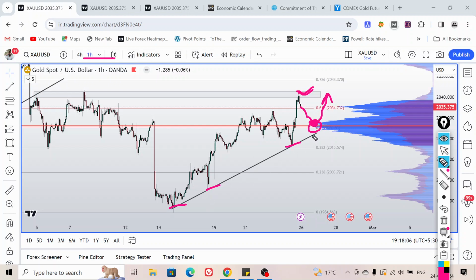So above this trend line it is a good idea to stay in the buy, and if price breaks down from here, then on confirmation we can look for the sell opportunities on the intraday time frame. So this is the scenario on the 1 hour time frame.